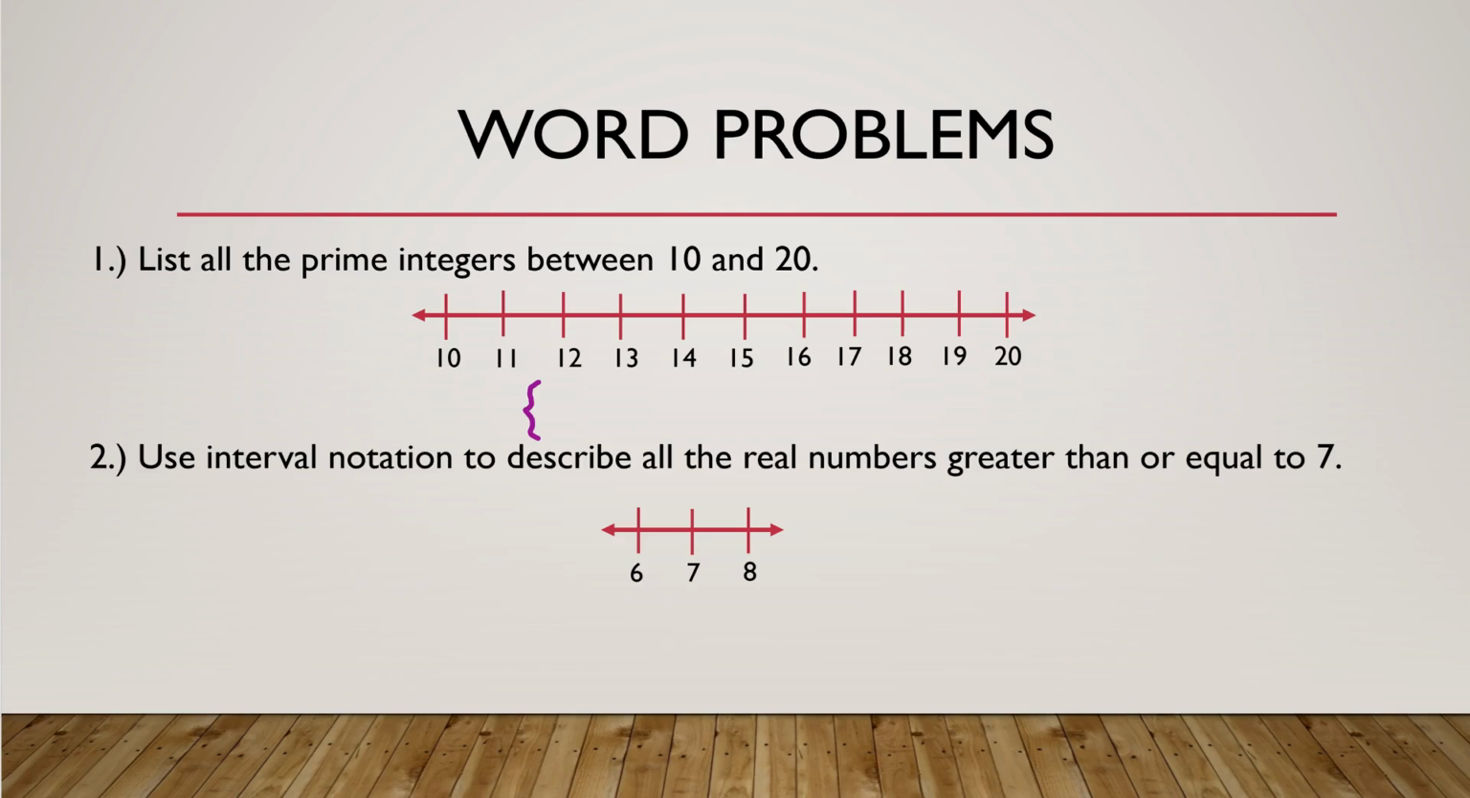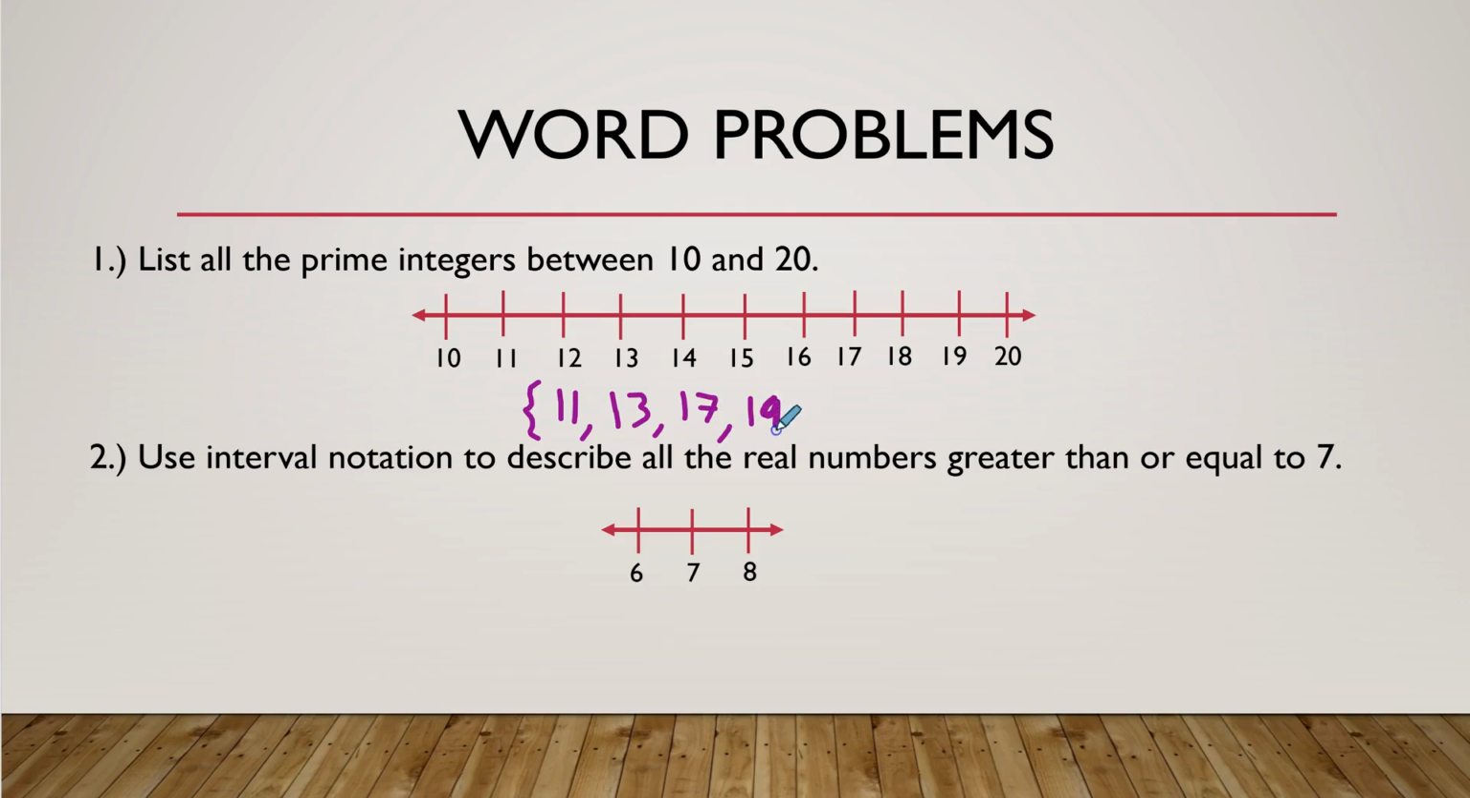Here's a couple more quick examples as word problems this time. Again, I've drawn out number lines to kind of help identify which numbers will be part of our answer and which numbers won't. So for the first one, I have list all the prime integers between 10 and 20. So if I have these all written out, it's a lot easier to just go through and say, is 11 prime? Yes, it is. It's also an integer. 12 is not prime. 13 is. 14 is not prime. 15 is not prime. 16 is not prime, but 17 is. 18 is not prime, 19 is.